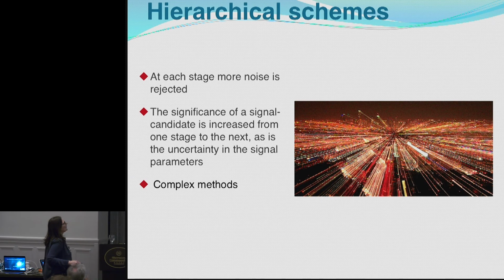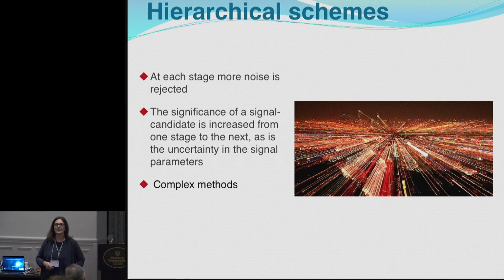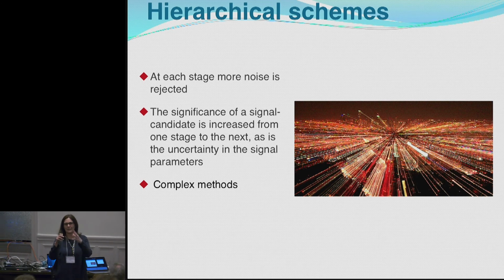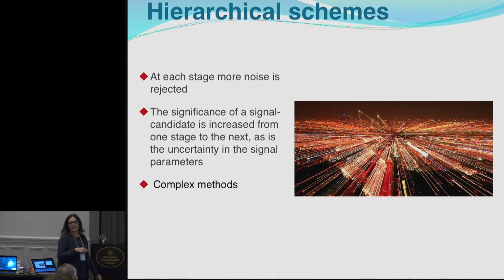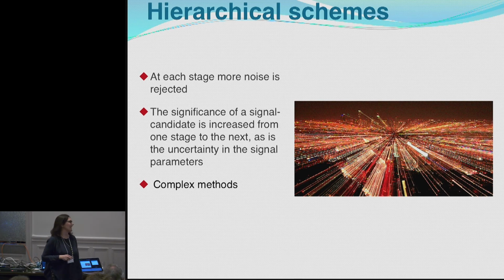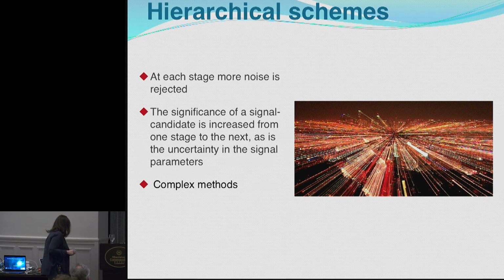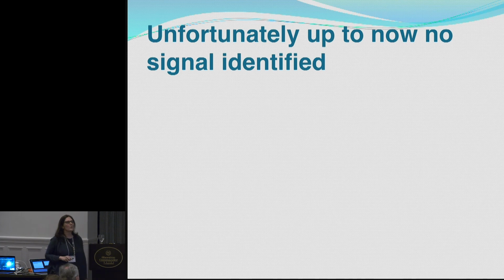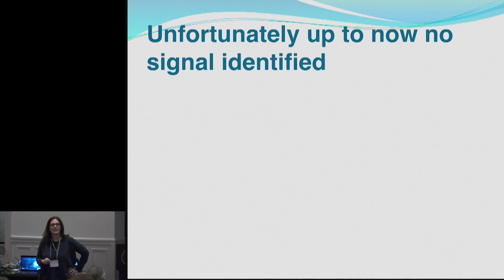And so there's more and more noise rejected, and the significance of a putative candidate would increase at every stage, since the time baseline of the coherent segments increases and our searches become more sensitive. These are actually very complex methods, and it took us a good portion of 2 decades to develop them. So far, we haven't actually seen anything. So far, no candidate has actually survived the whole hierarchy of stages.